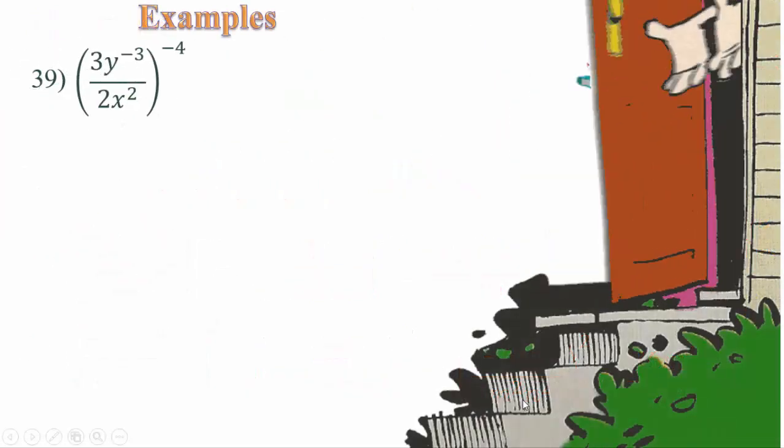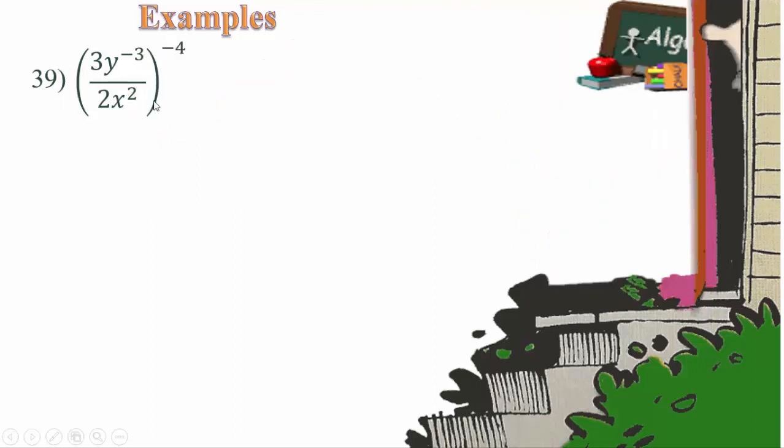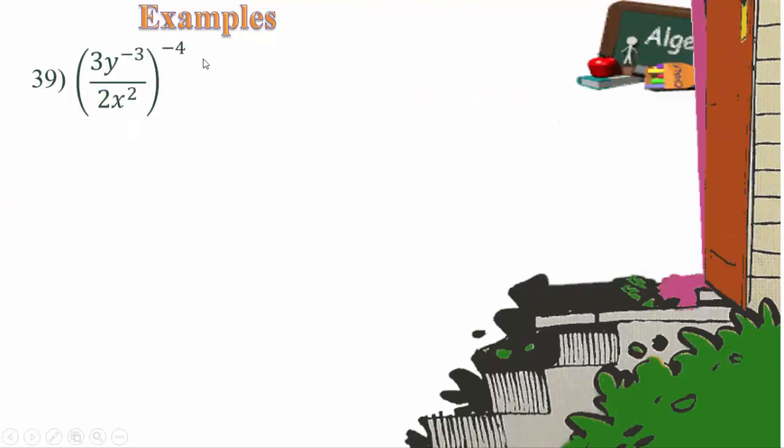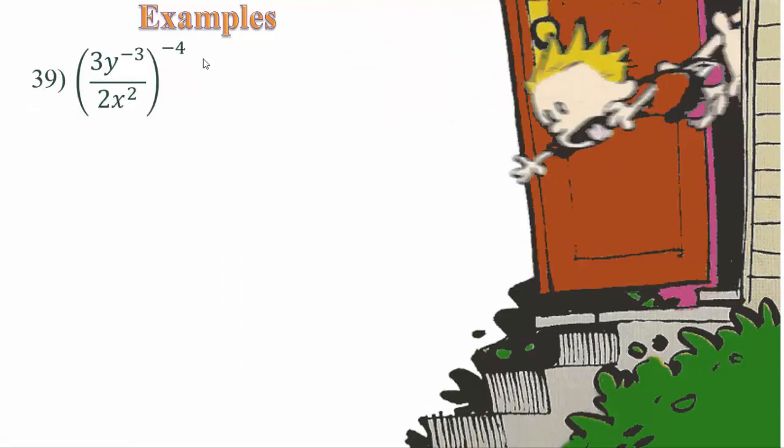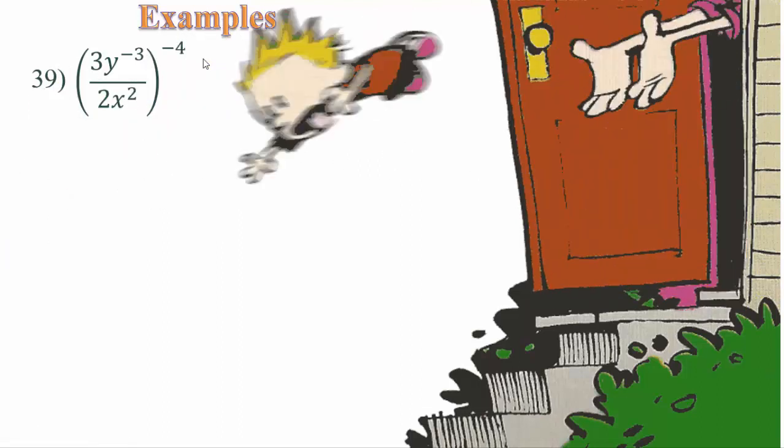In example number 39, we have this, and it's to a -4th power. So what I'm going to do is work it out on the whiteboard. In example number 39, we have 3 y to the negative 3 divided by 2x squared, and this whole thing is to the negative 4.